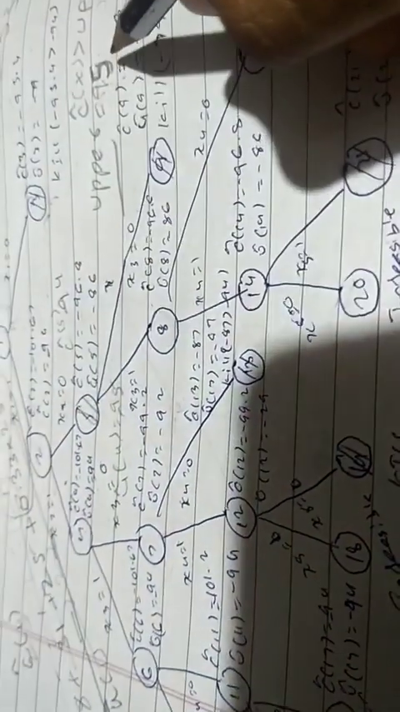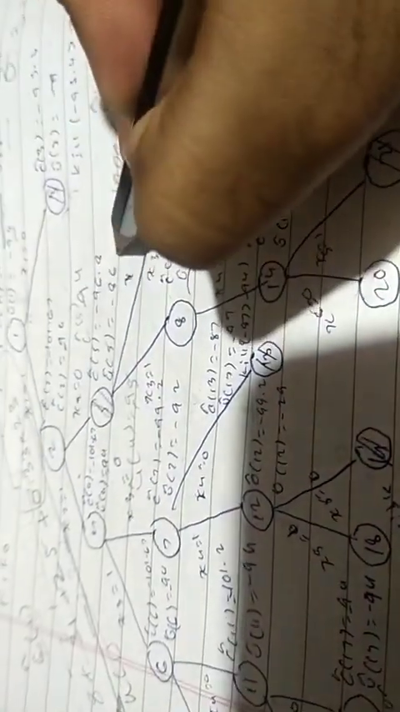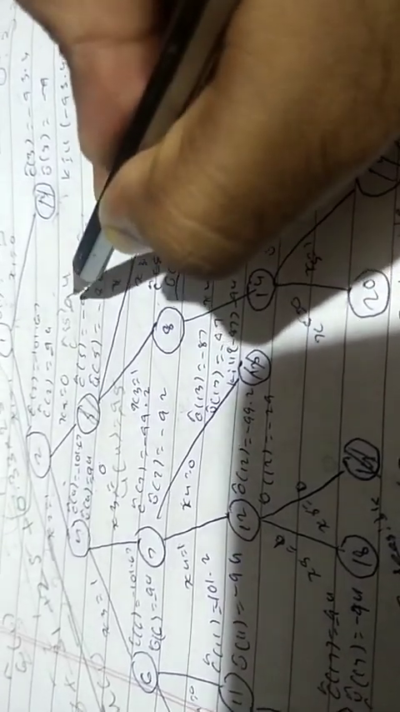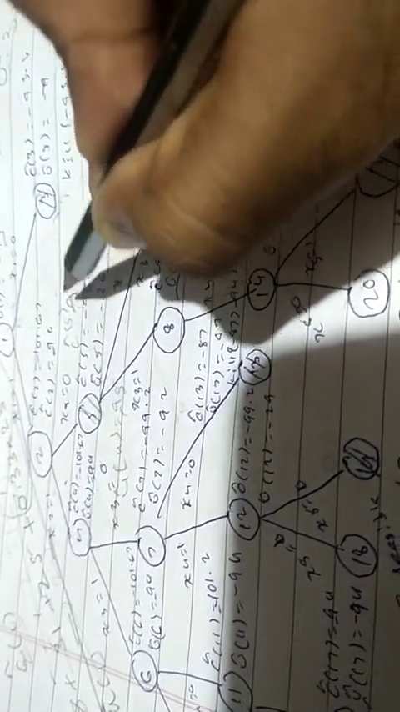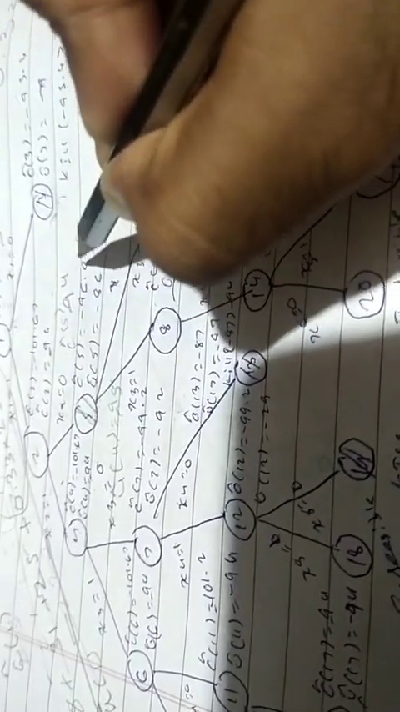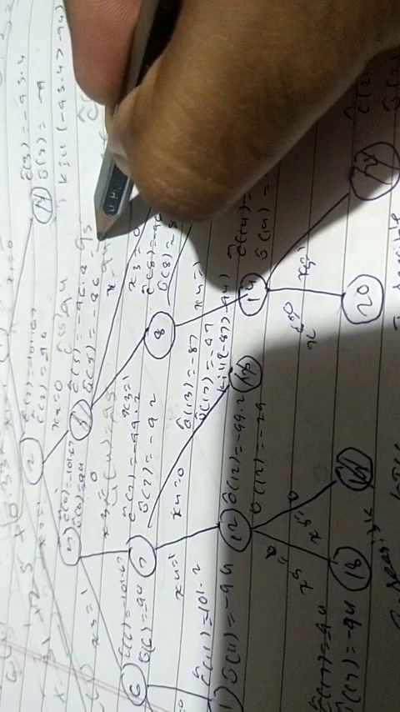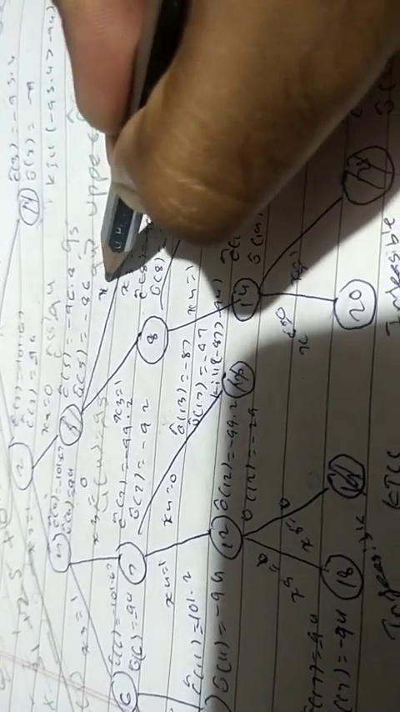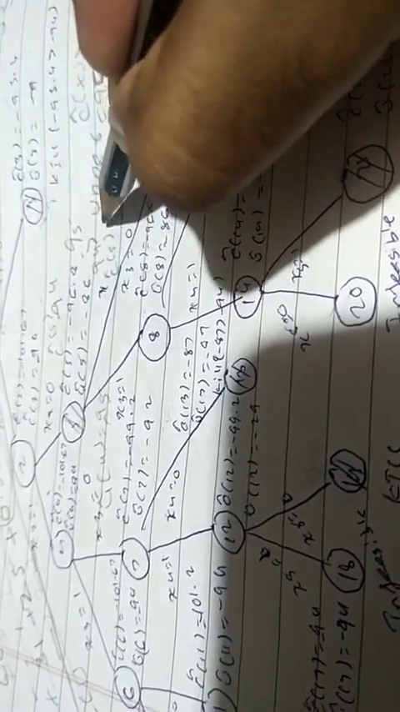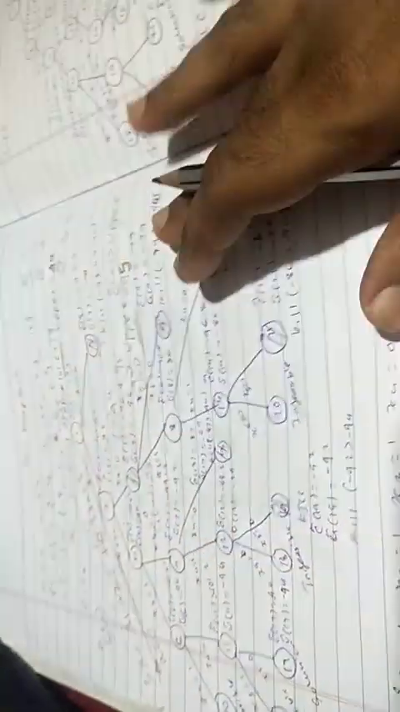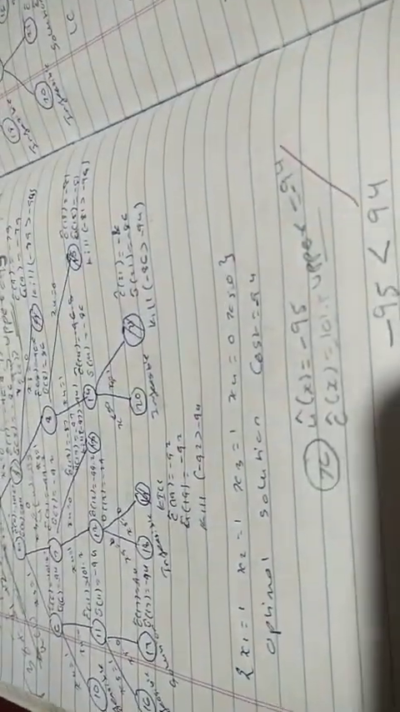Why? Now that the upper is 95, and the c cap is 94, we have assumed it as 94, so c cap of 5 is not greater than upper, so we kill it here only. Basically we have understood our FIFO and we have completed the answers.